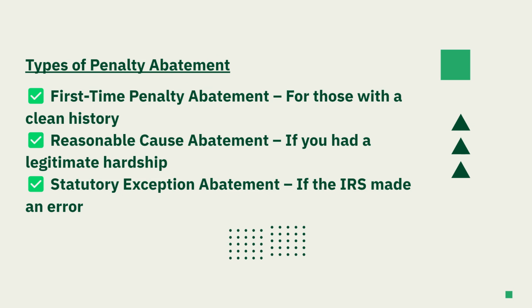The final one, and this is pretty rare, right? Of course, it's rare. The IRS never makes mistakes, right? This is a statutory exception abatement. So if the IRS has made an error, they will obviously remove it. If you bring it to their attention, they will review the penalties associated with the error and remove them. Okay. So those are your three: first time penalty, reasonable cause, and then a statutory exception.